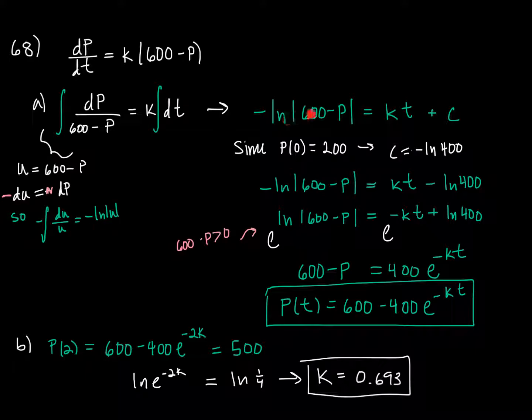So substituting u back in, I now have a negative natural log of the absolute value of 600 minus p is equal to, and here the antiderivative of 1 dt is simply t, so kt plus c. Using my initial condition to solve for c, I get c is equal to negative the natural log of 400. Plugging that back in, I can now multiply by a negative on both sides, and the reason that I do this is I need to isolate p. So when I raise e to this power, to the power of natural log, I don't want a negative here.